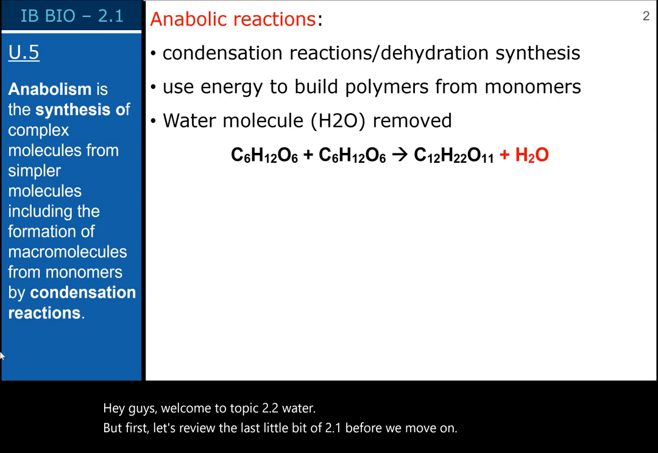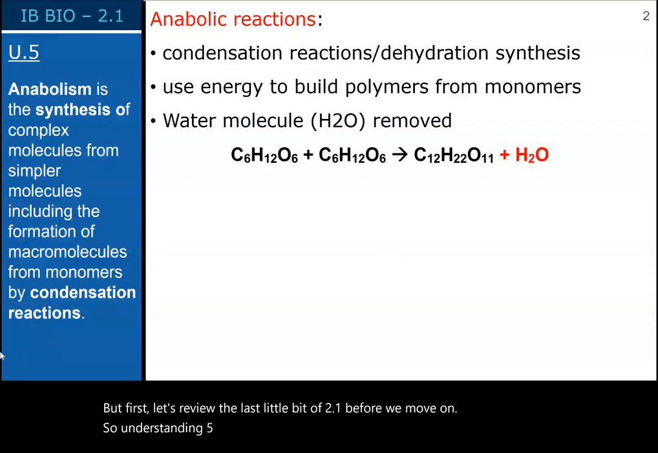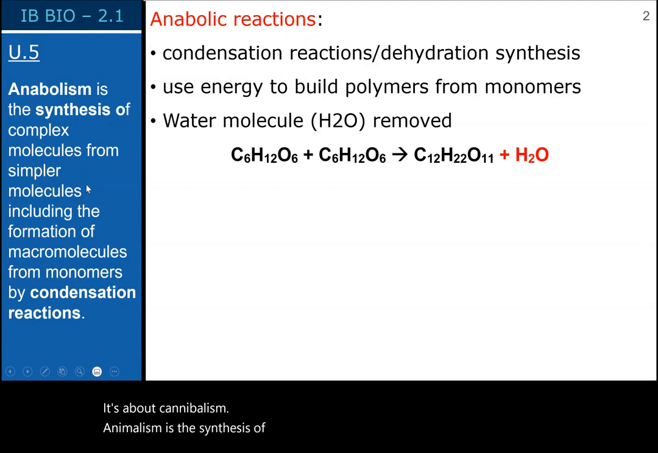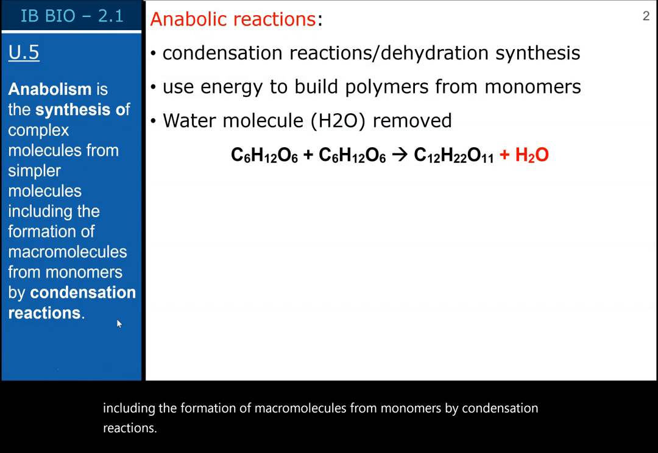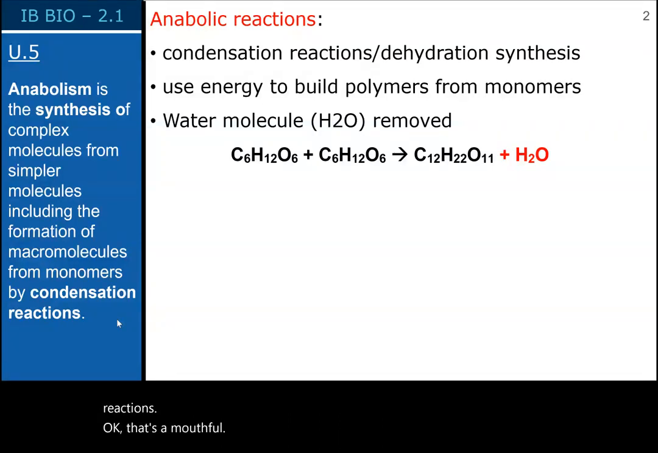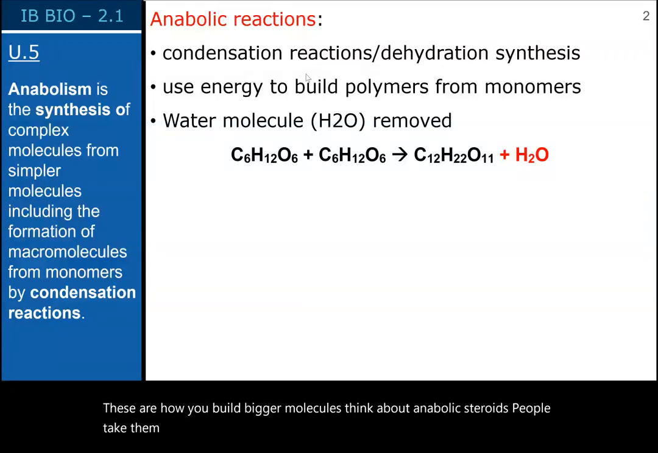So, understanding number 5 in topic 2.1 is about anabolism. Anabolism is the synthesis of complex molecules from simpler molecules, including the formation of macromolecules from monomers by condensation reactions. Okay, that's a mouthful. Really, all that means is that anabolic reactions are how you build bigger molecules. Think about anabolic steroids. People take them to build muscle mass. They're building bigger molecules from smaller molecules.